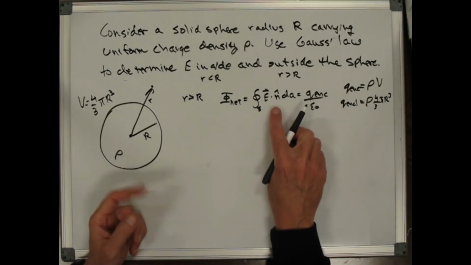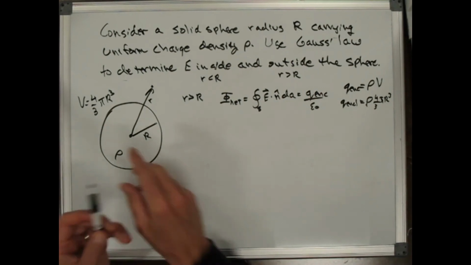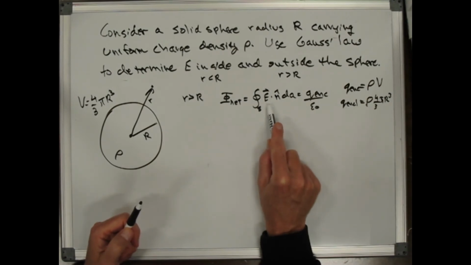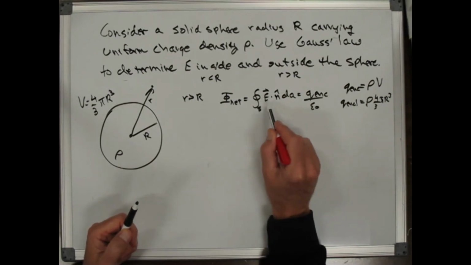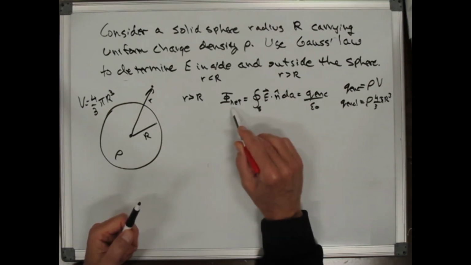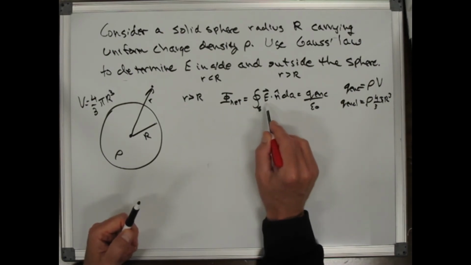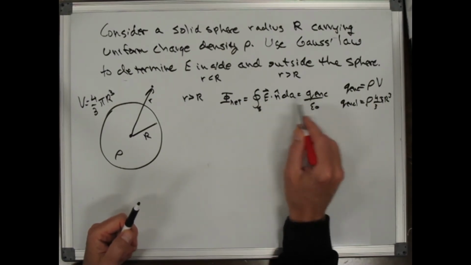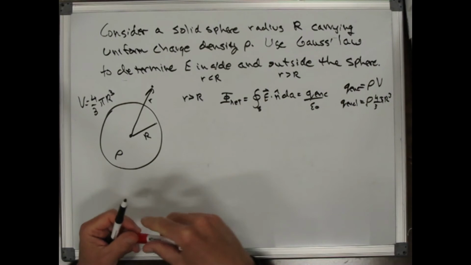In order to evaluate this integral, I need to pick a surface to evaluate the integral over. I want to calculate the electric field, and I'm going to use Gauss's law to do it. It always seems a little bit weird to be using something to calculate the integrand, but often we're using Gauss's law to calculate electric fields rather than fluxes. Usually we're finding some region where the electric field is constant, pulling it outside the integral, evaluating the integral, and moving it to the other side and solving for E. And that's what we're going to do here as well.